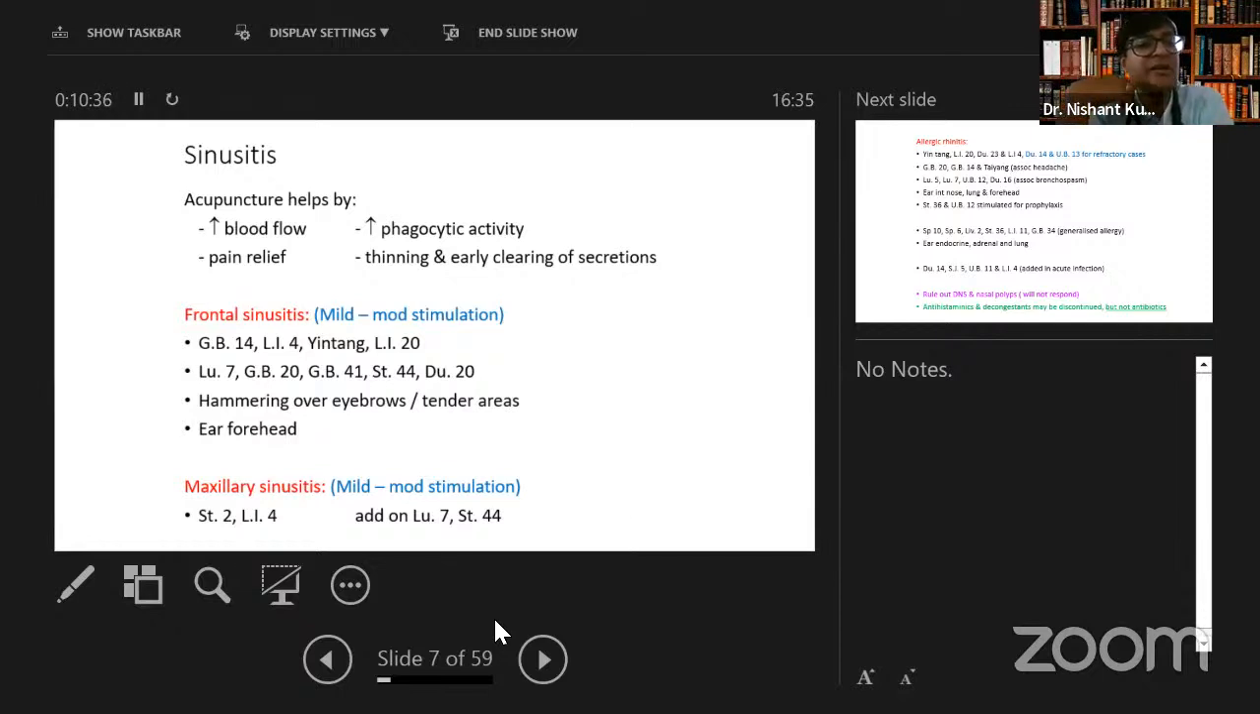For maxillary sinusitis, it is stomach 2, just below the infraorbital foramen, in the depression below that, and Li4. You can always add lung 7 and stomach 44 on the foot. So this is for maxillary sinusitis. If you see, these are all local points for your sinusitis.